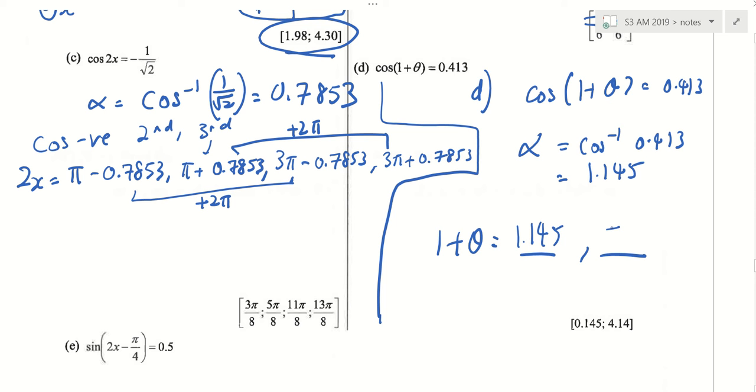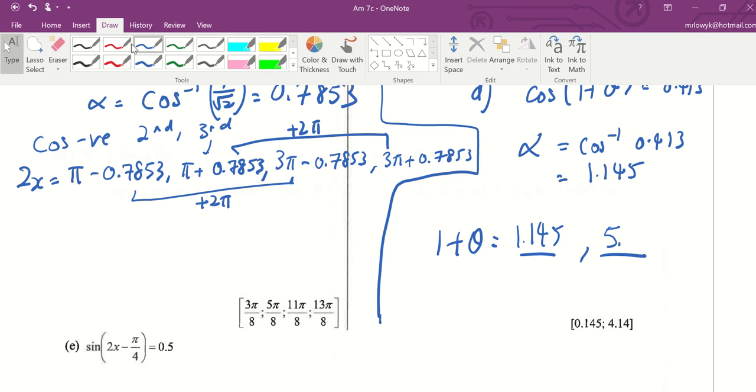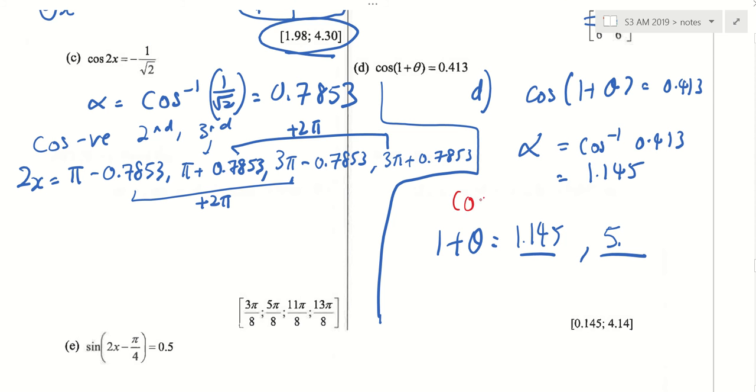Tiffany, answer the question. Cosine in this question is positive or negative? Positive. Can you answer the question, Tiffany? First quadrant, and which quadrant is the fourth? Can you answer the question?